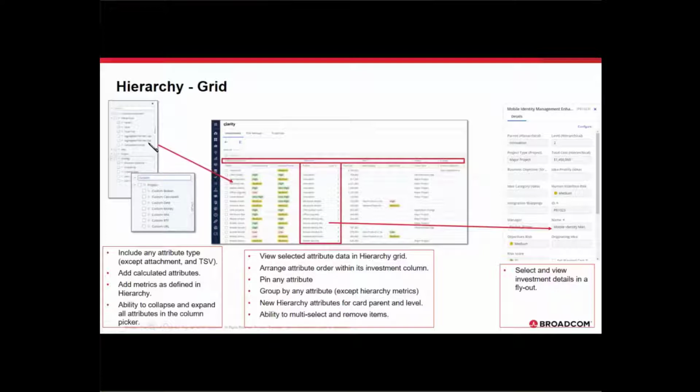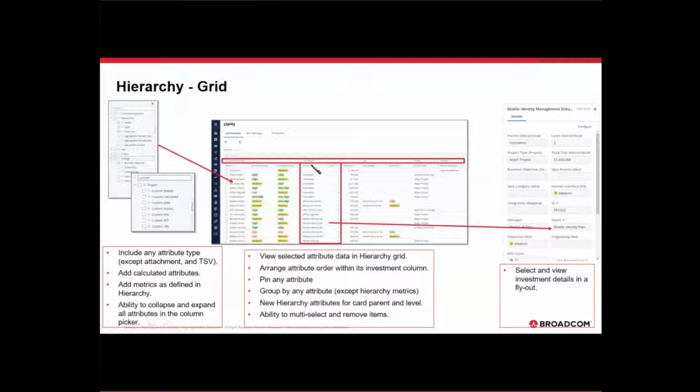Once I've selected, all the columns will then be displayed in the grid layout where the first row will be my investment type, followed by the selected attributes within that investment type. I can arrange those attributes by dragging and dropping within my investment type. I can even pin any attribute within those investment types. So any pinned attribute will appear to the left or right. I can do a group by any attribute except for the hierarchy metrics. The new hierarchy attributes for card parent and level are also available.